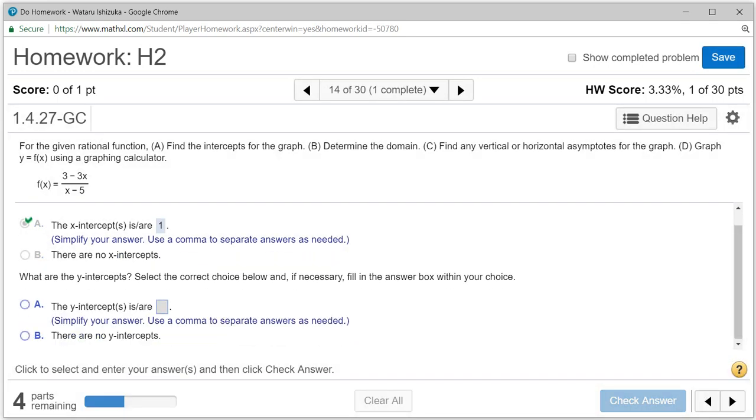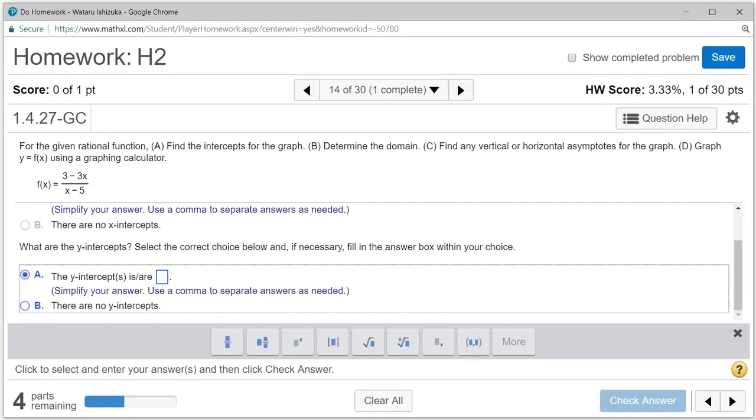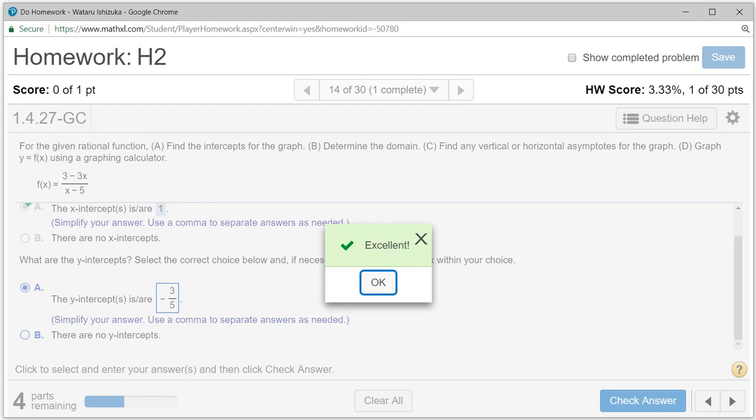All right, so next one, y-intercepts. For the y-intercept, all we have to do is plug x equals 0 into that function. So we just have to find f of 0. If you plug in 0 on top, you can see that there's only 3 left over. The denominator is 0 minus 5, so it's negative 5. So the y-intercept is negative 3/5. Let's plug that in and check the answer. We got that.